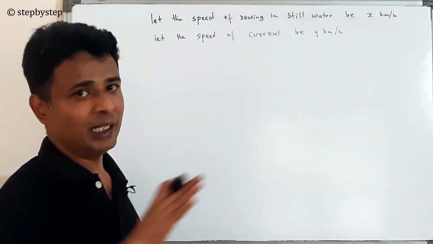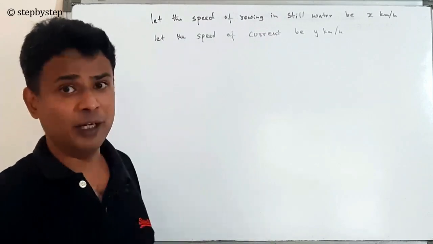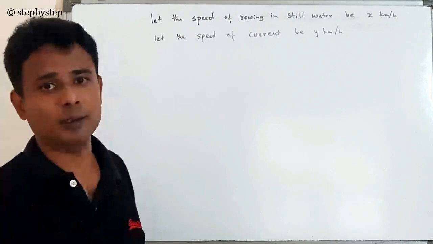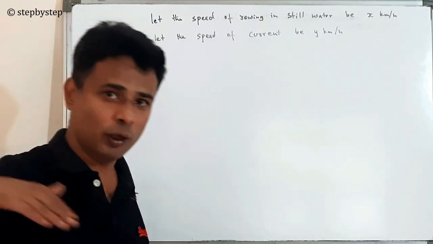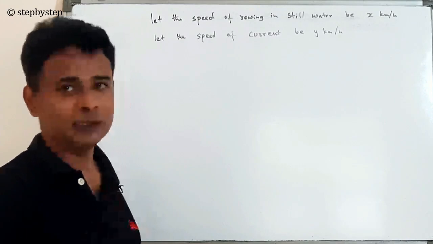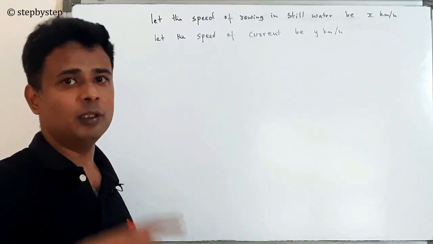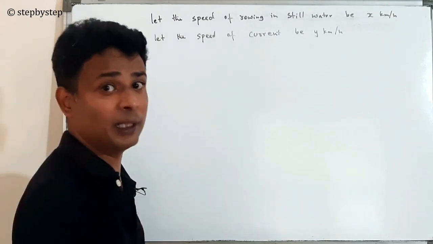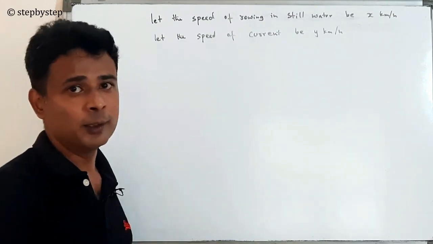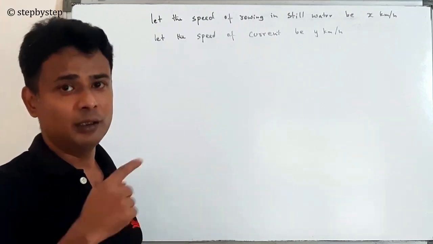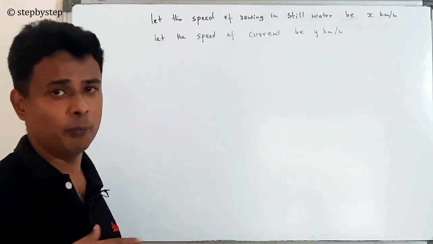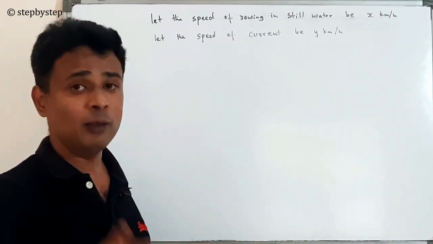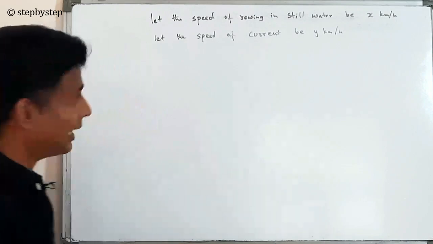Now when you say upstream, you are going against the direction of flow of water, and if you are going downstream, you are going with the flow of water. When going downstream, your speed and the speed of water will add, so your net speed will be more. Whereas going upstream, you are going against the water current, so the net speed will be less. That is what you have to understand.